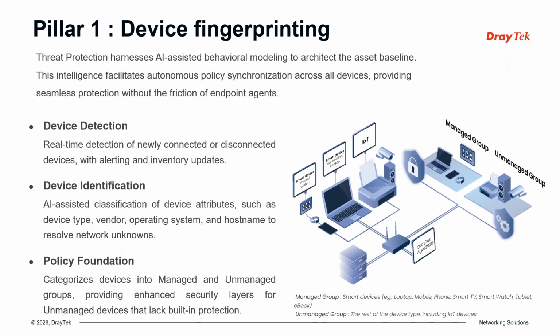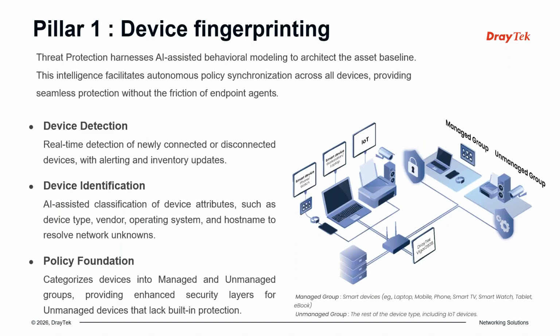So if we look at the first pillar, device fingerprinting, the key part there is the device detection. So it has real-time detection of any newly connected devices. It can report if they're offline or online, and it has an inventory that it picks up. For those devices, it's able to identify the device by different ways of looking at the attributes. One of them is looking at the MAC address, but there are more things on top of this, by looking at the type of traffic it's generating.